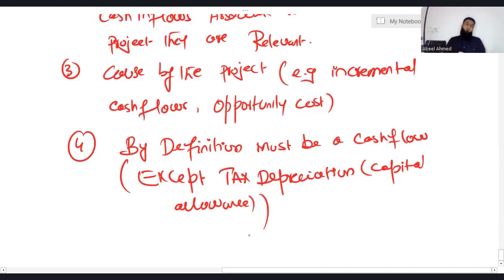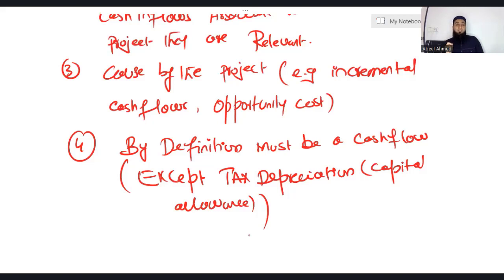Now listen carefully. When you are calculating NPV, dear student, please try to understand one thing: whatever inflow or outflow you take in the project, it has to be a cash flow. So basic principle, concept number 4, says that by definition it must be a cash flow except the tax depreciation. Another name for tax depreciation is capital allowance.